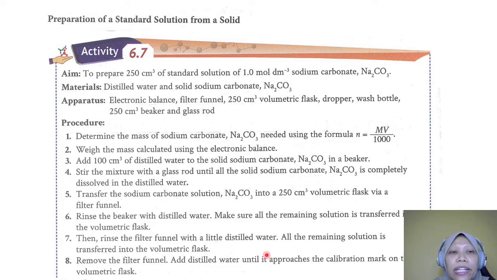Okay, step number 7, then rinse the filter funnel with a little distilled water. So that all the remaining solution akan transferred lah into the volumetric flask. Okay, lepas itu baru kita remove the filter funnel, add distilled water until it approaches the calibration mark on the volumetric flask. Bila dia approach the calibration mark, itu menunjukkan bahawa solution sudah pun cukup 250 cm³.